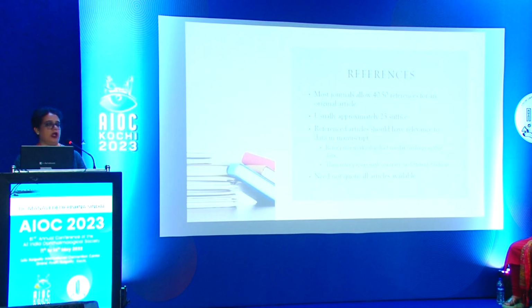References: most journals allow around 40 to 50 references usually for an original article, but somewhere around 25 references suffice. These references should be relevant to your data in the manuscript. You can refer to prior works which had outcomes similar to what you're seeing. Also refer to prior works where the outcomes were contrary to or differed from your findings. And of course, you need not quote all the articles available in the literature.